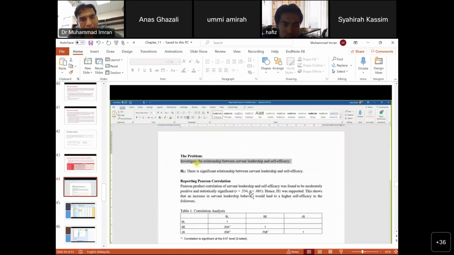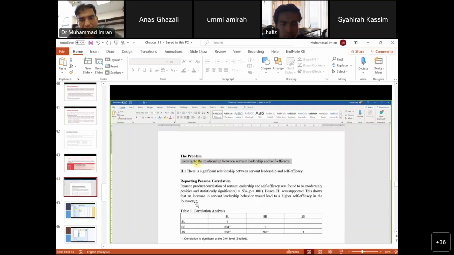And the p-value, the significance value, is less than 0.001. It means H1 is supported. There is a significant relationship. If the p-value is more than 0.05, then we accept the null hypothesis: there is no relationship. But if they have a relationship, then we have to accept H1, the alternate hypothesis: there is a relationship between them. This shows that, because of the positive relationship, increases in leadership behavior would lead to higher self-efficacy in the follower, or in the firm, or in the university, in the organization. Got it?